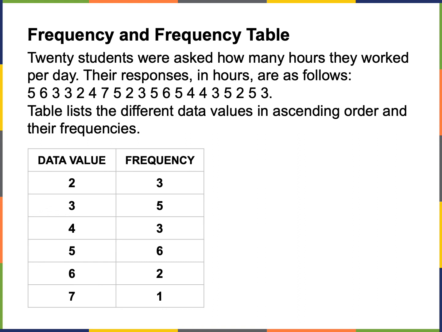There it is. So 7 occurs once in the data. And then 6 occurs twice, and 5 occurs 6 times. So if I add all these frequencies up, I should get the total sample size, right? How many students were interviewed? 20. So if I add all these up, go ahead, do it if you don't believe me, and you'll see that you get 20. Very cool.